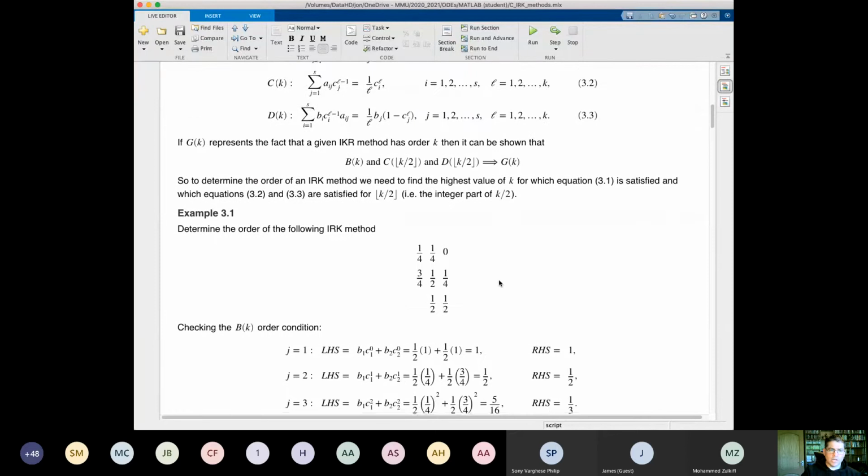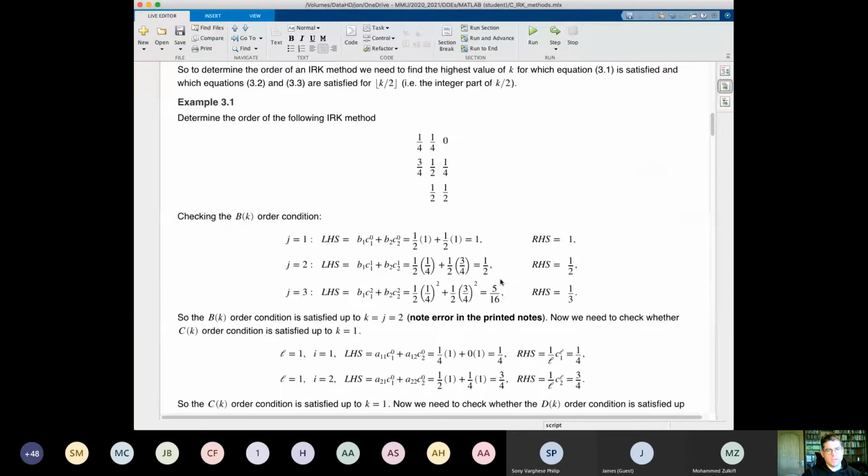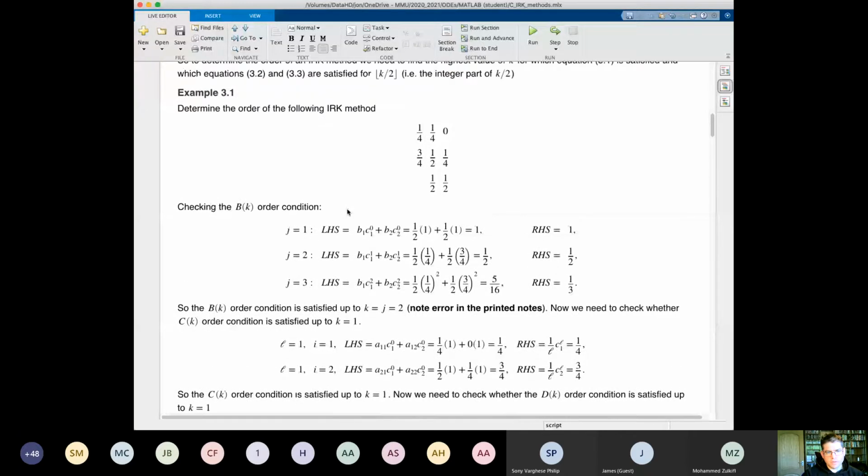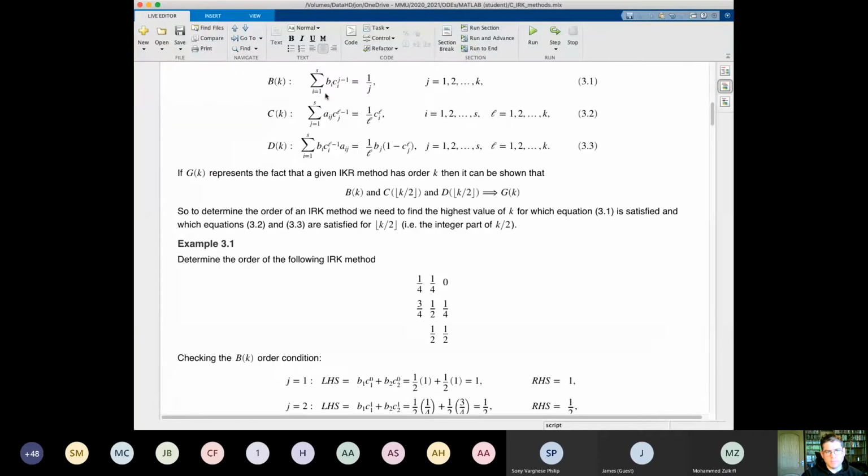All right, so let's have a look at an example. Here I've got an IRK method, given by this Butcher tableau. To start with, we're going to look at the B condition. For the left-hand side, I'm going to expand out this summation here, for j equals 1, 2, etc. And the right-hand side is just 1 over j.